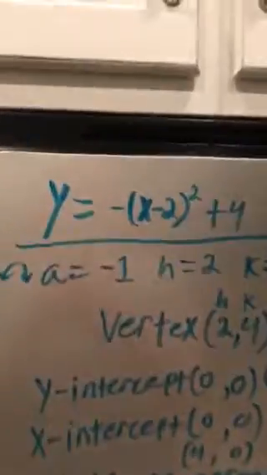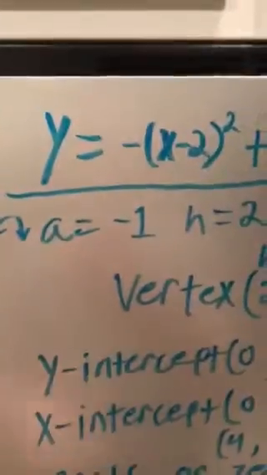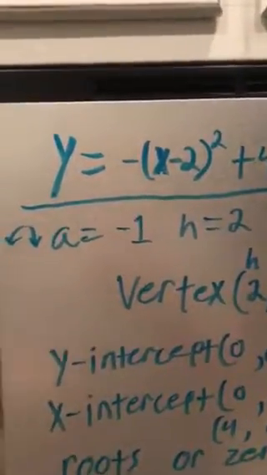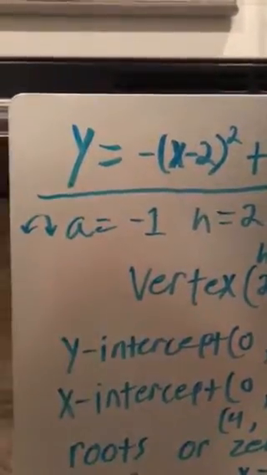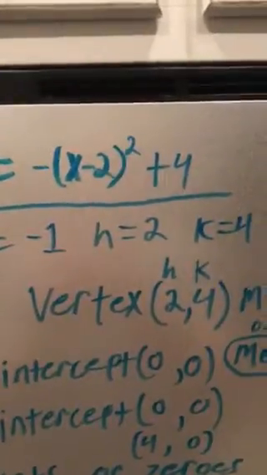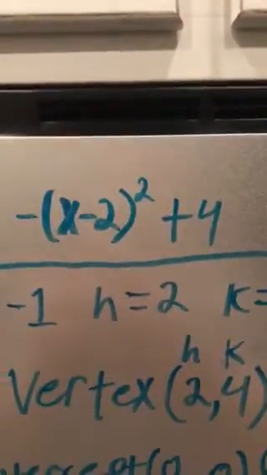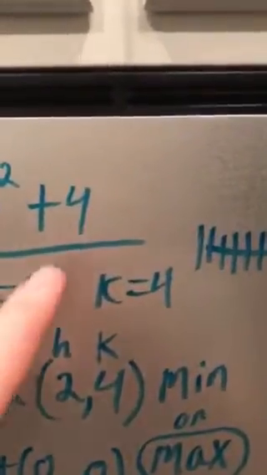So the a for this problem, it's only negative there, so that makes it negative 1. And if it's negative, it means the parabola is facing down. The h is going to be 2, and the k is going to be 4.